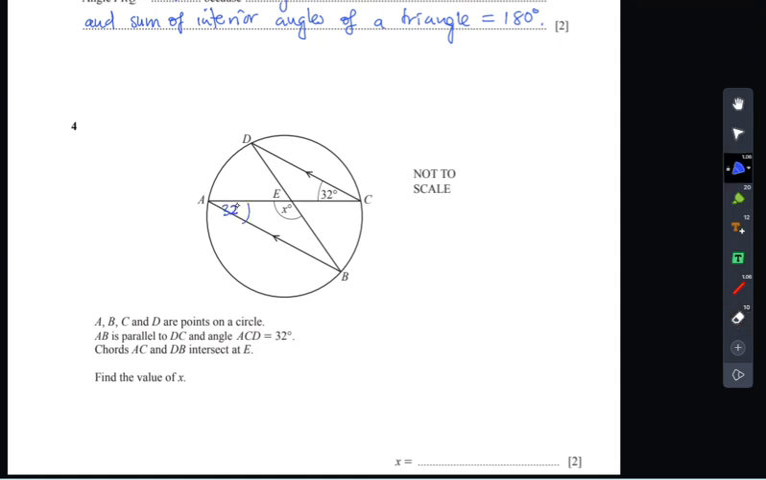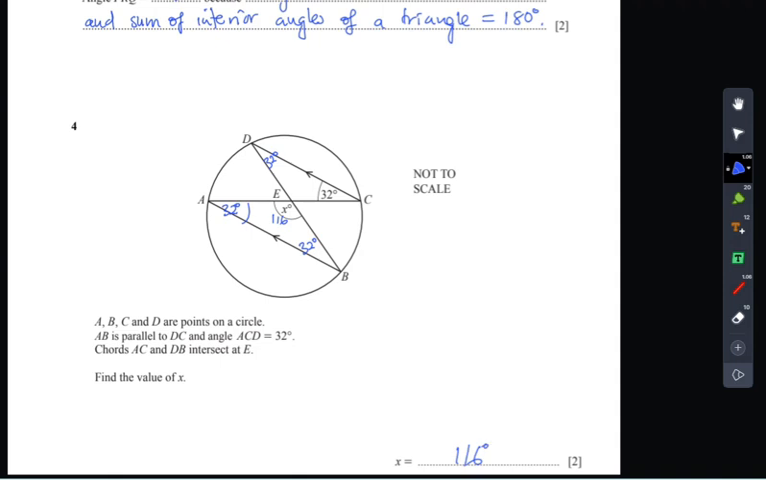32 here, 32. And then we know we have a chord, AD is a chord, so it subtends that, so this is automatically 32 degrees as well. And of course this is a chord that's also 32 degrees up there. And this is a triangle, 32 plus 32, that's 64 from 180. So 180 minus 64, we get 116. So X is 116 degrees.